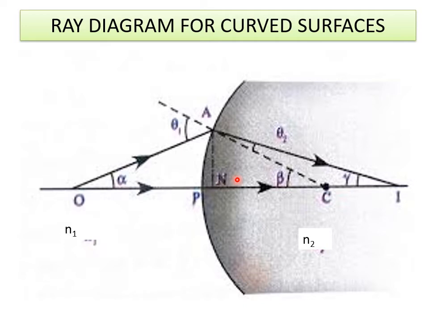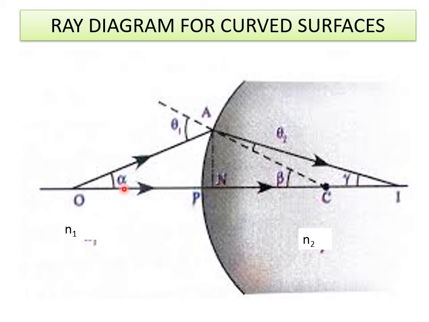I have shown this. So if you imagine this is a curved surface, and this is your denser medium, this is your rarer medium. Once you check all the parameters I am using here, N1 is the refractive index of the rarer medium and N2 is the refractive index of the denser medium, and here O is the object we have taken, this is the principal axis, C is the center of curvature, P is the pole, and I is the image formed.